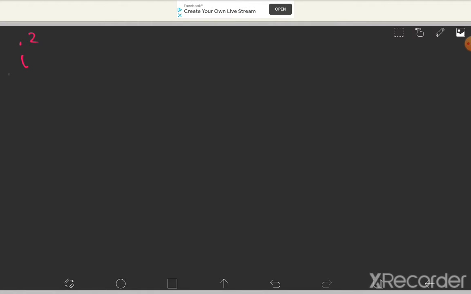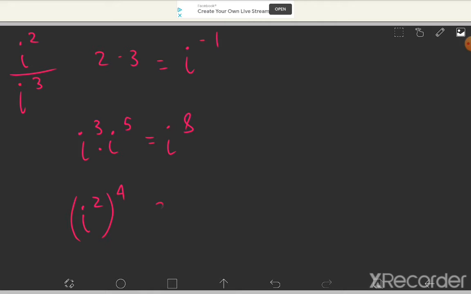So when you divide 2 powers of I, you would be doing 2 minus 3, and you get -I. If you multiply 2 powers of I together, you add them like you do with any exponent. If an I was raised to another power, say 4, you'd multiply them, and you'd get I to the 8th.